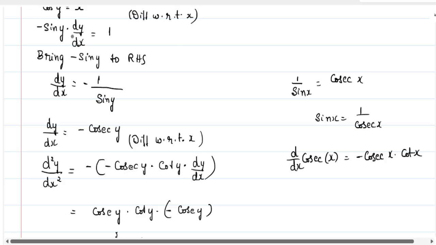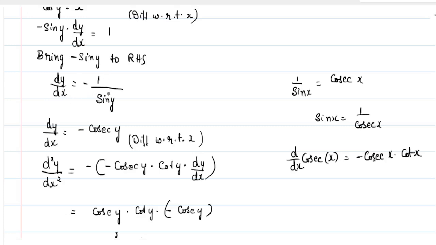Now we'll bring this minus sin y to RHS. So when we bring minus sin y to RHS, it will become dy by dx is equal to minus of 1 by sin y. 1 by sin x can be written as cosecant x. Same thing we are applying here. dy by dx is equal to minus of cosecant y. Now we are differentiating this equation again with respect to x.